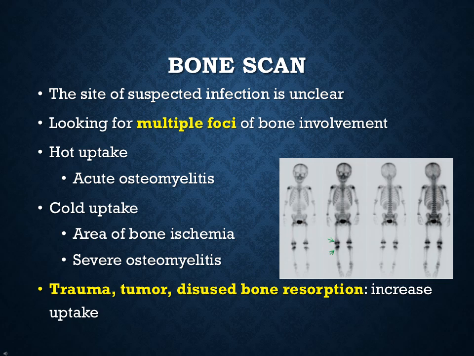In acute osteomyelitis, the scan typically shows hot uptake, reflecting increased blood flow and osteoblastic activity at the infected site. Cold uptake may be seen in areas of bone ischemia, which can occur in severe osteomyelitis due to vascular compromise. It is important to note that increased uptake is not specific to infection and may also be seen in conditions such as trauma, bone tumors, and disuse-related bone resorption, which should be considered when interpreting the scan.